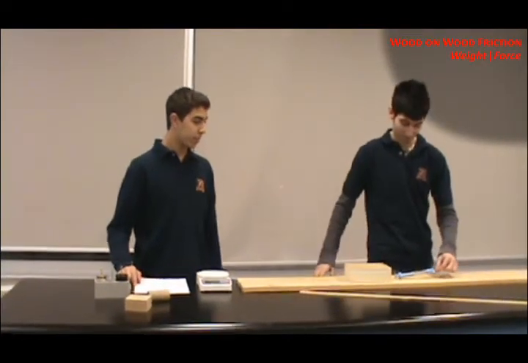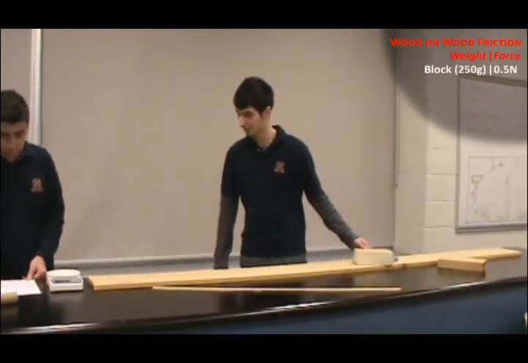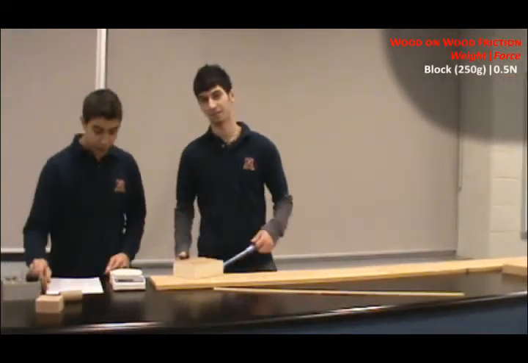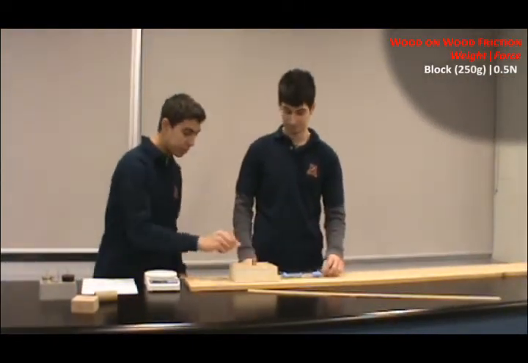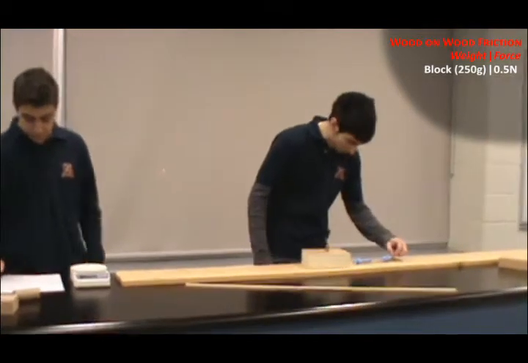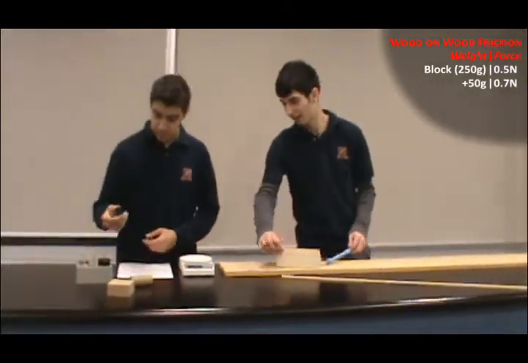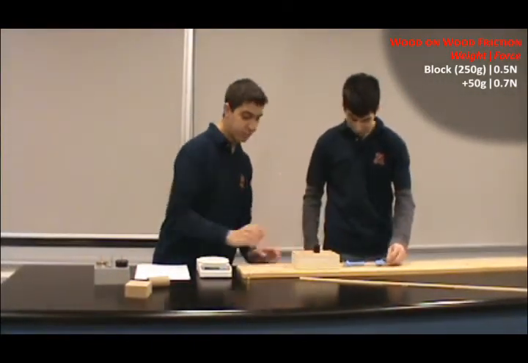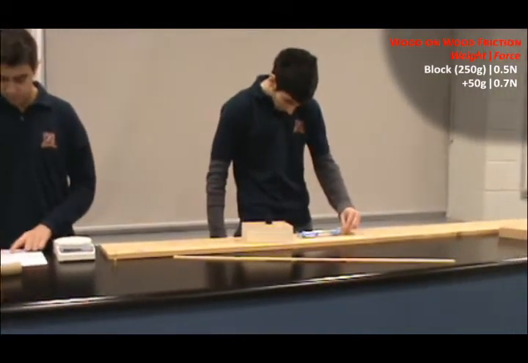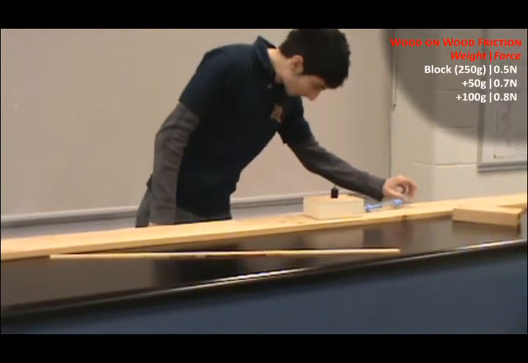This is what you use to produce the graph. Now the block itself. As you can see, it's 0.5 newtons. Now if we add 50 grams, see what happens. Now once you add 50 grams, it'll be 0.7 newtons. Now 100 grams. For 100 grams, it's 0.8 newtons.